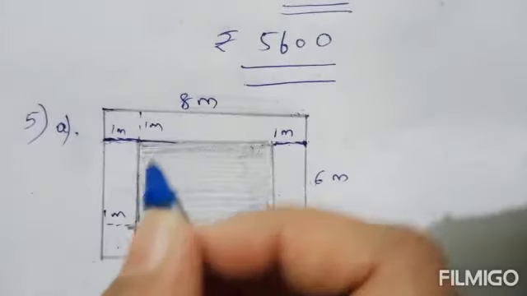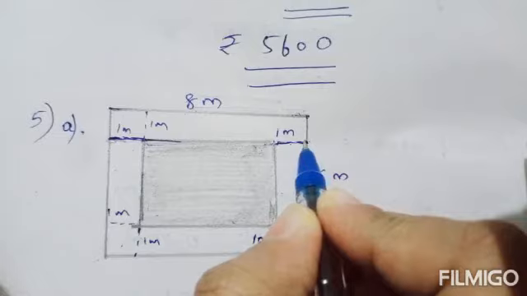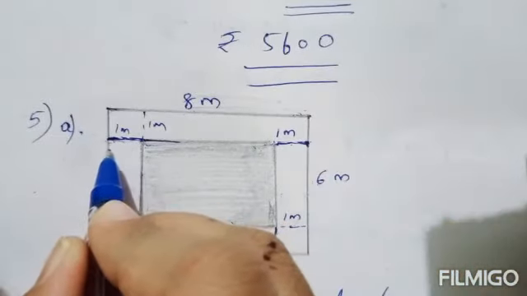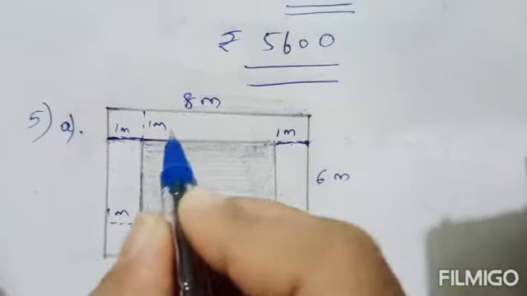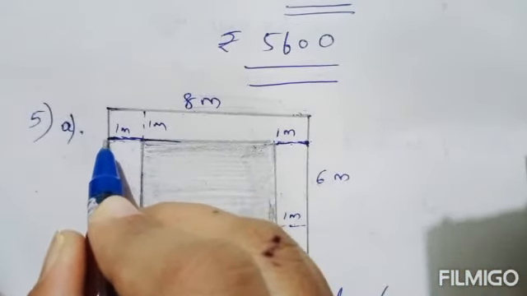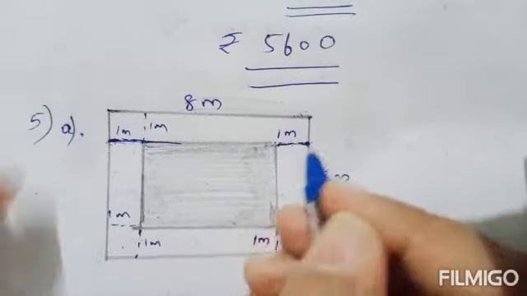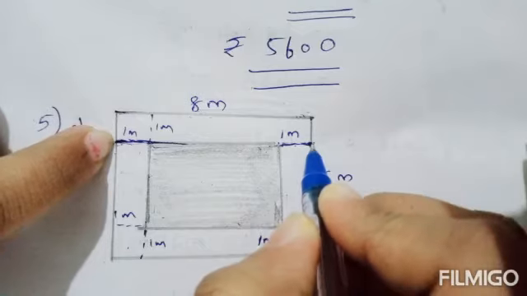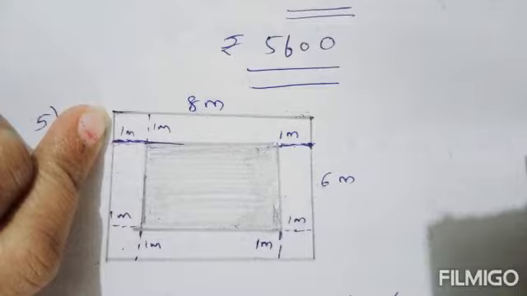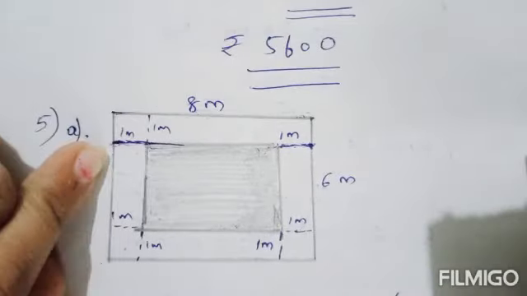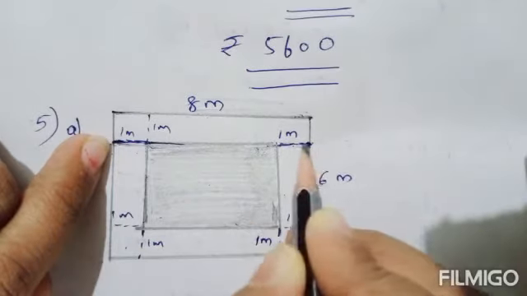Okay, so here you can notice one thing. If we extend the length of the inner rectangle on both sides to touch the outer rectangle, you will get this length. This much distance you will get. So that distance is equal to the length of the outer rectangle.